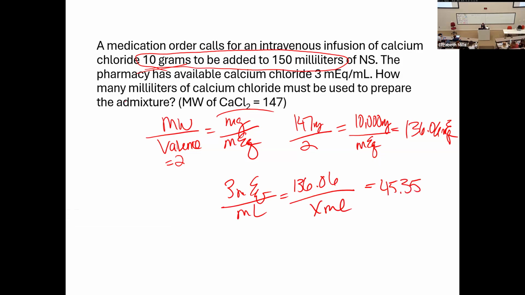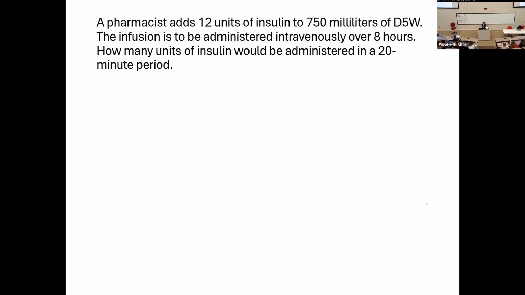Okay, because the final answer is milliliters. How many milliliters of calcium chloride? Okay, so if we administer or add 45.35 milliliters of calcium chloride, that will give us the right amount of milliequivalent. Or vice versa. Yeah. All right. One more bonus question. Last one.